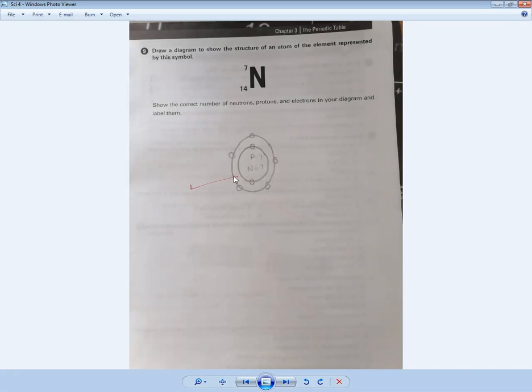We all know when we draw the structure, first of all, we will draw the nucleus. So in the center, this is a nucleus. And we all know in the center, we will write the number of protons and number of neutrons. So according to this figure, atomic number is always equal to proton number. So atomic number is 7, that's why we have written proton number is 7. Okay, and neutron is 7.